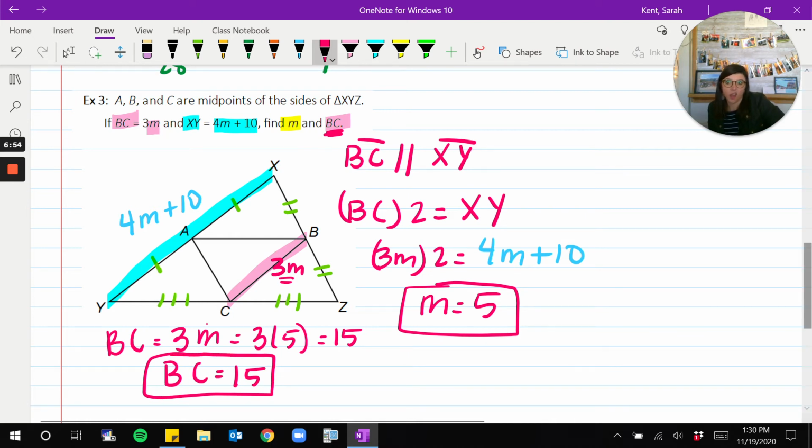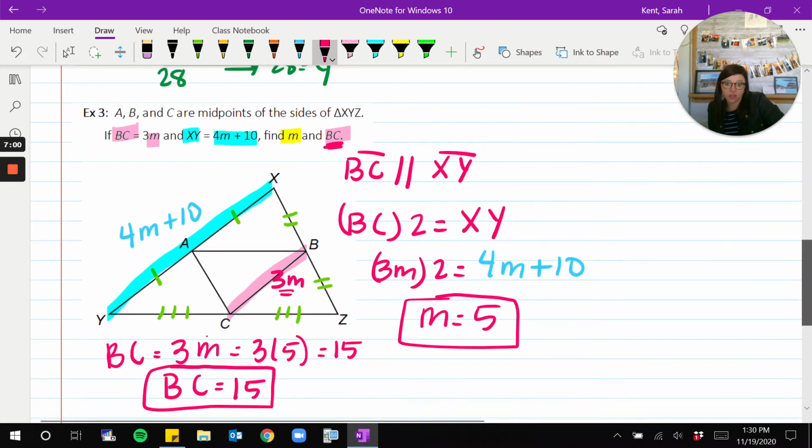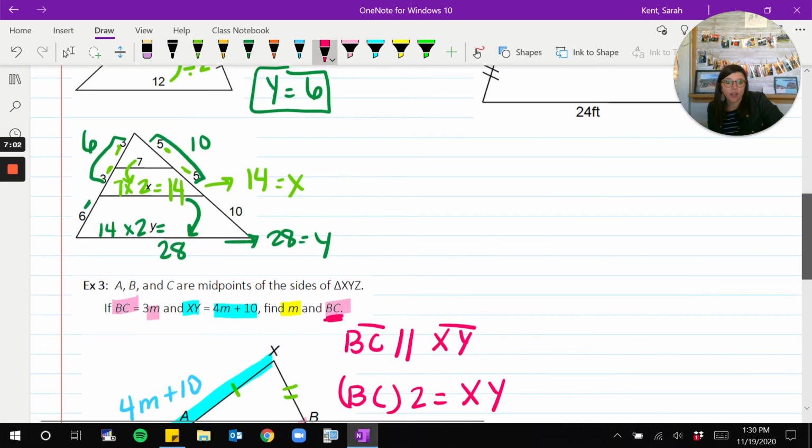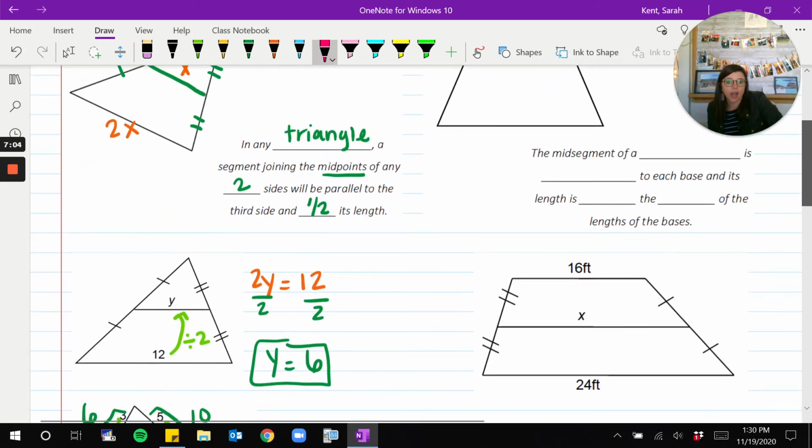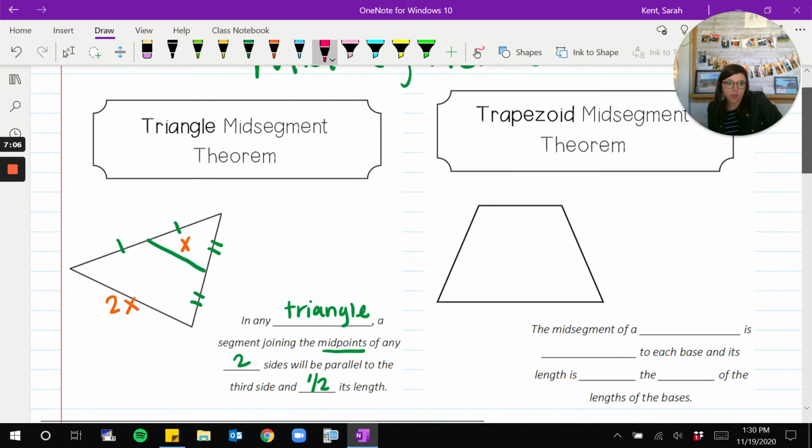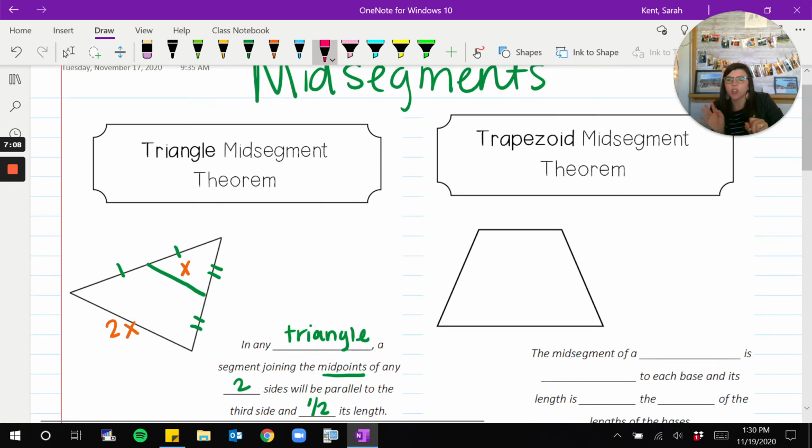That was a lot, I know. If you have questions, pause the video and please ask, because that was a lot of information. All right, and also we're going to look at the trapezoid. This one, we're not going to do anything really long, but it is a little bit different.